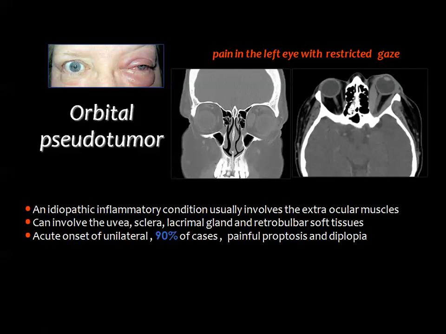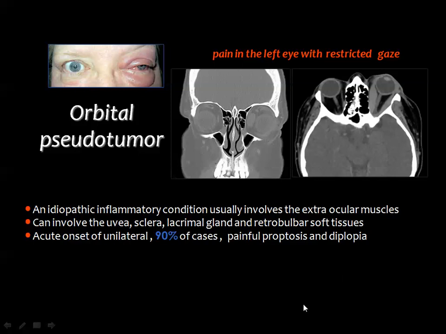And you remember that we have said something about the orbital pseudotumor, which is an idiopathic inflammatory condition that usually involves the extraocular muscles, the orbital fat, and the lacrimal gland. The lesion is usually unilateral but can be bilateral, with acute onset of painful proptosis and sometimes diplopia. In order to diagnose orbital pseudotumor, there are some of the stigmata.